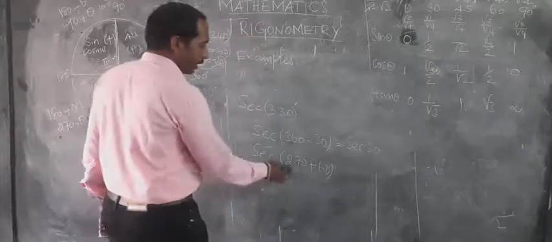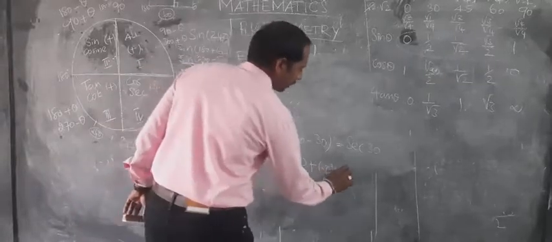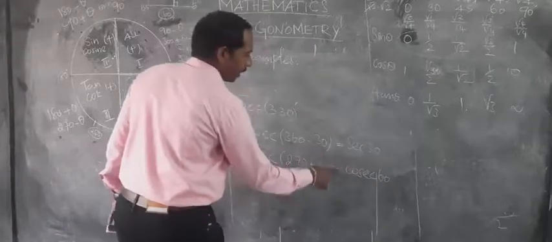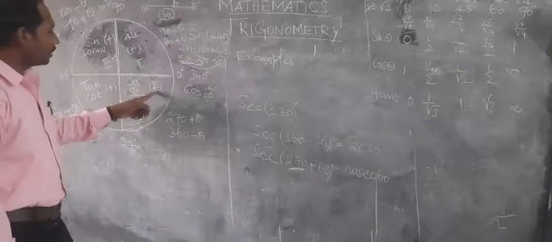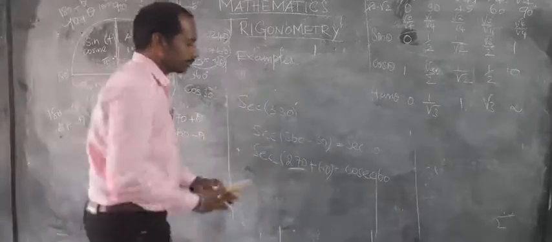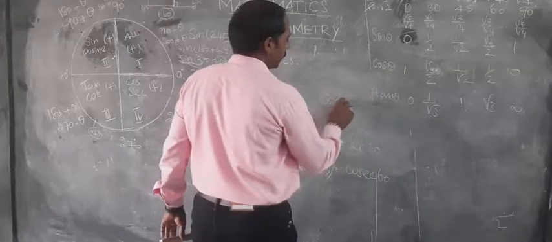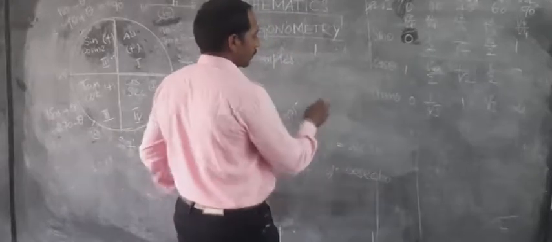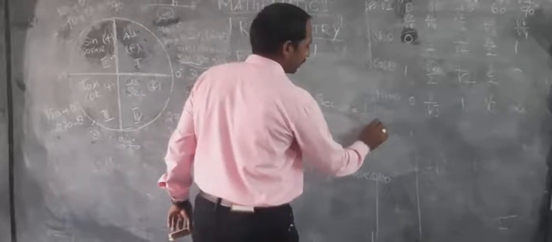So what is the value? Secant, but here it is a vertical angle, so how will secant change? Cosecant. What is the theta? 60. What about positive or negative? Cos and secant are positive in the fourth quadrant, so no need to change the sign. Only find the answer. So what about secant 30? Secant 30 is equal to 1 by cos 30.